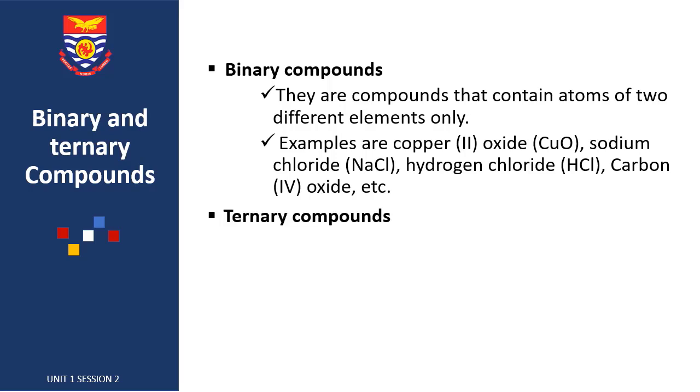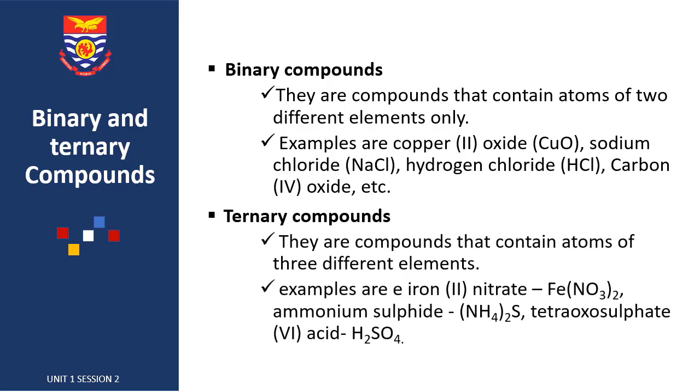The next one is ternary compounds, and they are compounds that contain atoms of three different elements. So here, once again, we want to see atoms of just three different elements. For the example we have there, like iron(II) nitrate, we only have iron, which is Fe, we have nitrogen, and we have oxygen. Those are the three different elements present. We are not interested in the number that is present. For instance, we have 6 atoms of oxygen, but that is not our focus as far as a ternary compound is concerned.